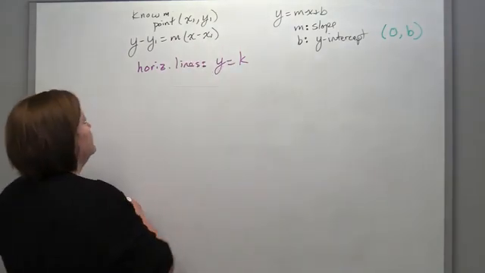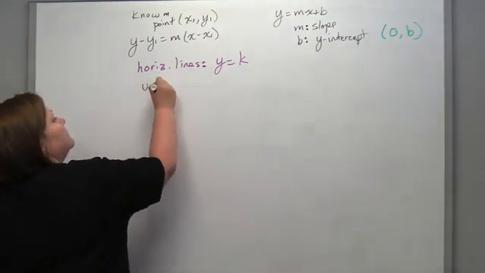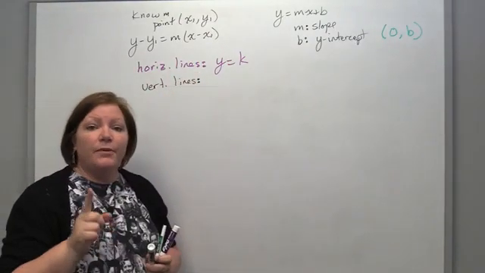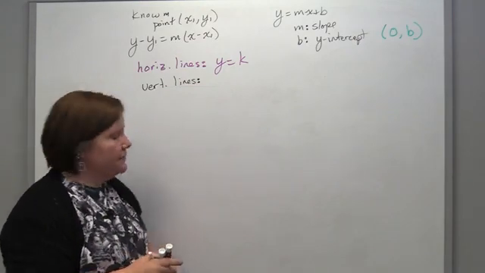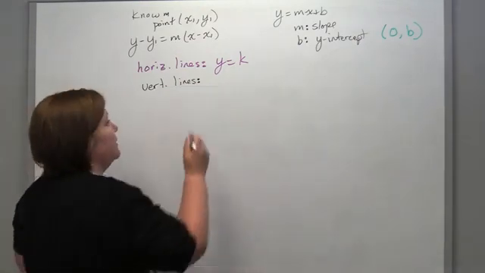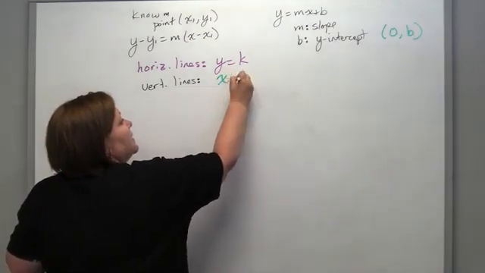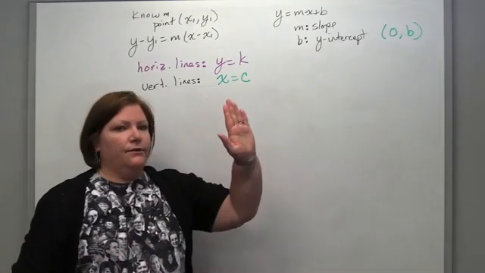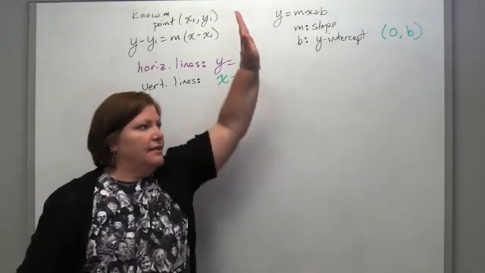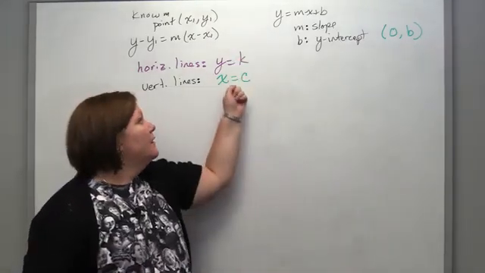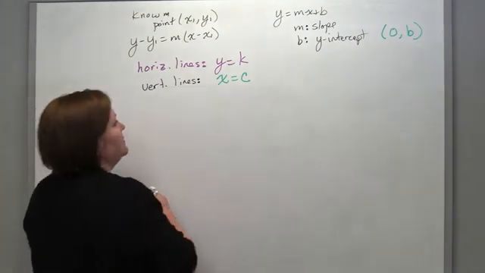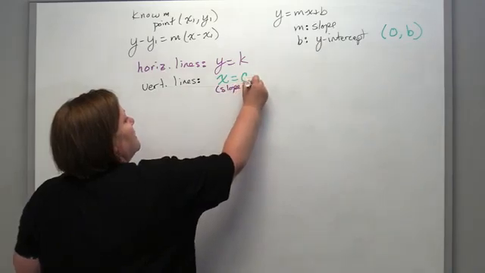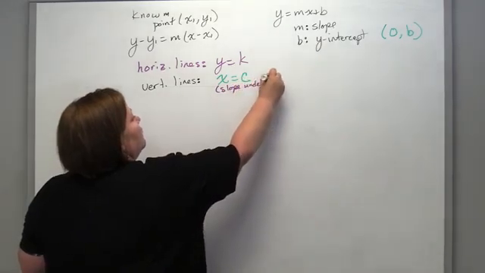Vertical lines. Slope is undefined for vertical lines. And so this would be of the form x equals, and I'll just use a different number, c. X equals c. So x is restricted at that value. Y can be anything. And so I'll just write this: slope is undefined for vertical lines.